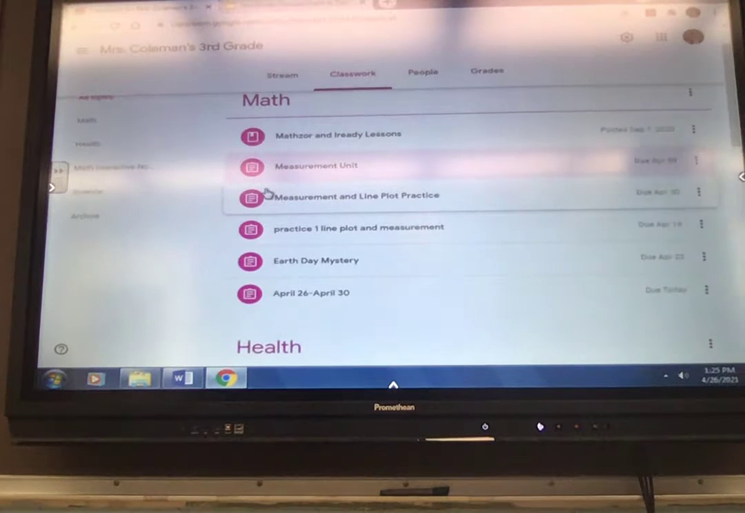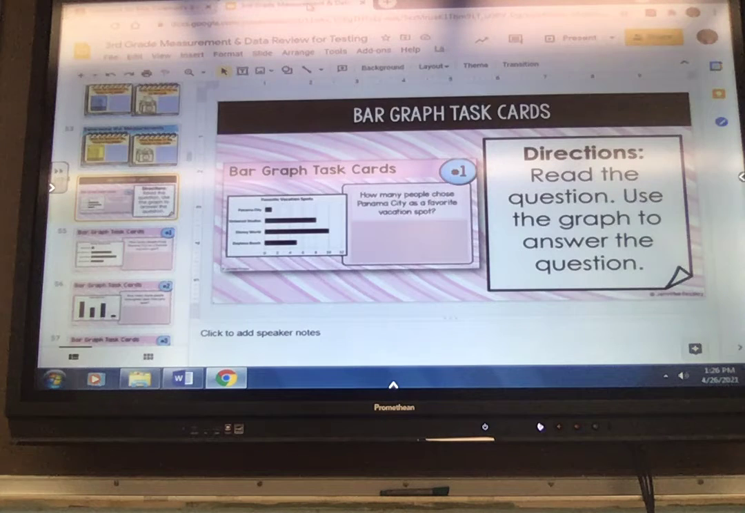All right, this is your measurement unit slide. So you're going to go to My Google Classroom. You're going to go to classwork and you're going to find our measurement unit and open up those slides. And we're going to go down to slide number 54, which is where it's going to be this pinkish color.